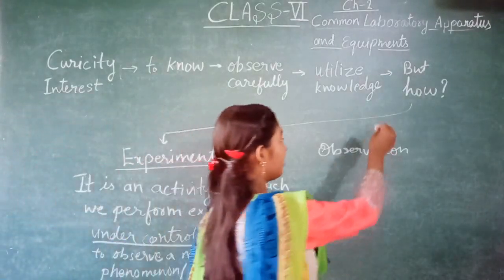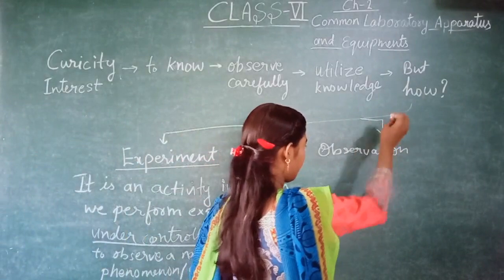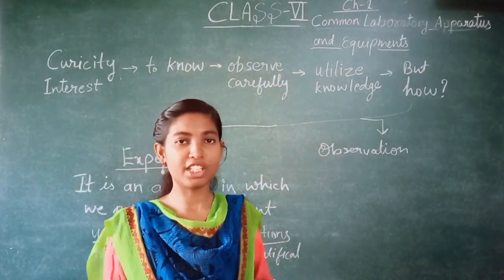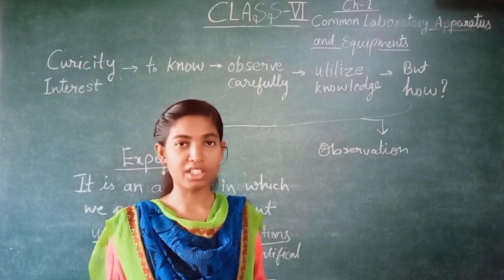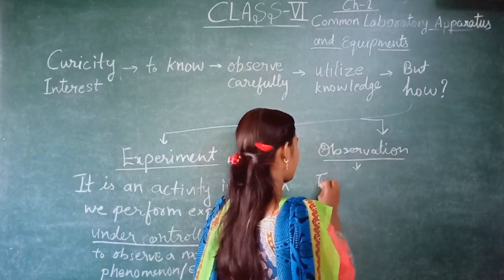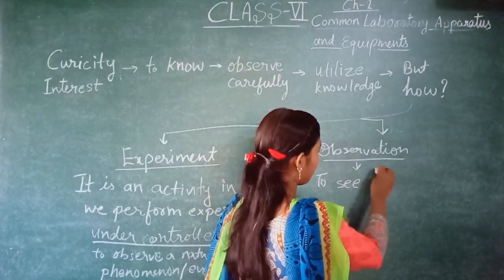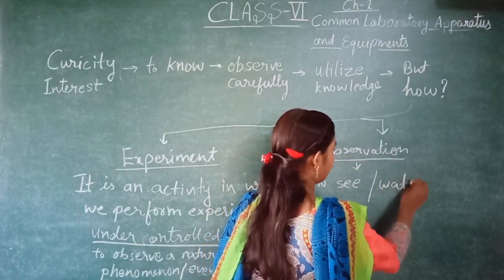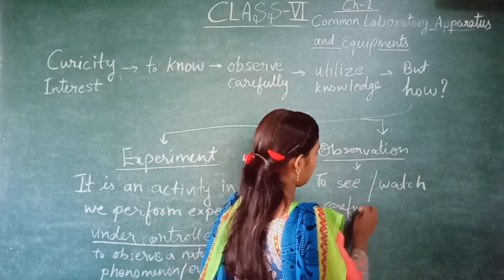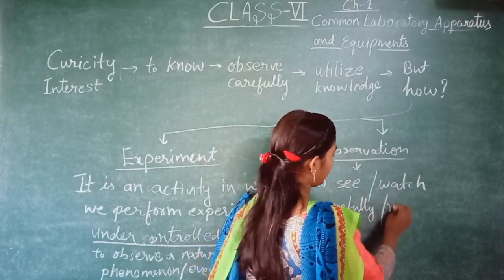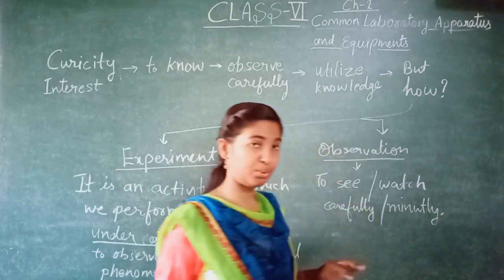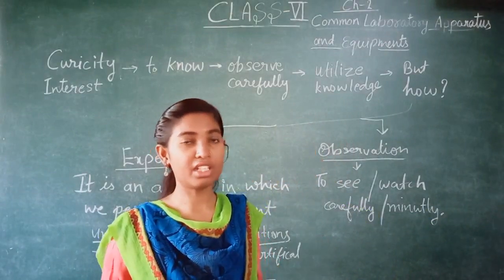Now the second thing is observation. Now what do we mean by observation? Observation means watch carefully. Watch very minutely, very carefully. So observation means to see or watch carefully or minutely, you can say. So to see any phenomena is known as observation.